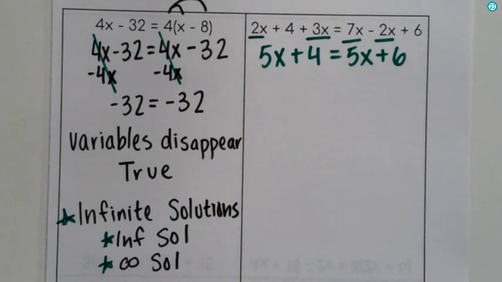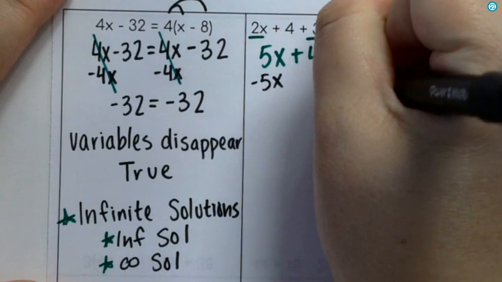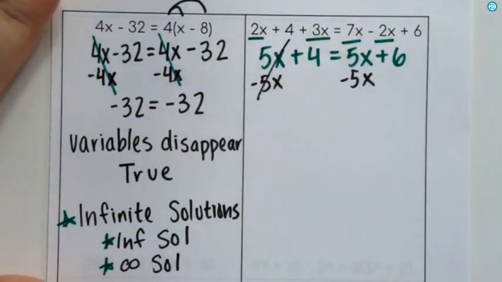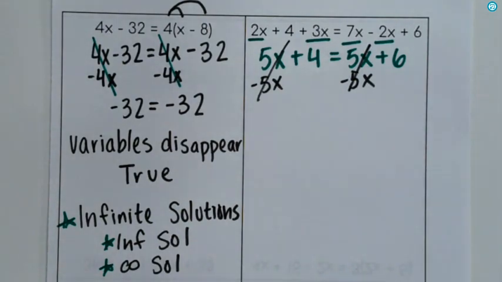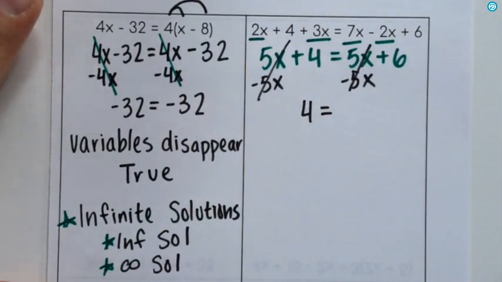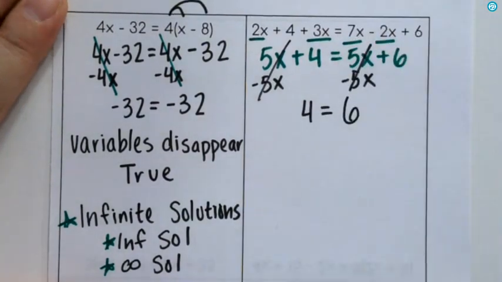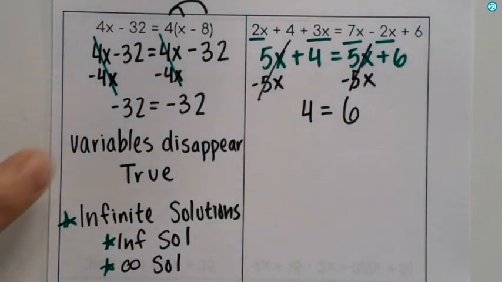Okay, so from there, once I get each side simplified out, my next step is always going to be to deal with my x's and get them all on one side or the other, or a lot of times they're going to cancel out. So the next thing I'm going to do is subtract 5x from both sides. On the left side, those cancel out. On the right side, those cancel out. What do I have left on the left side of my equation? 4. What do I have left on the right side of my equation? 6. Okay, so once again, my variables have disappeared.